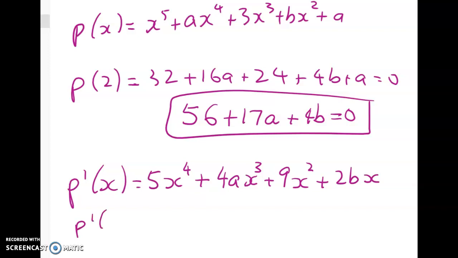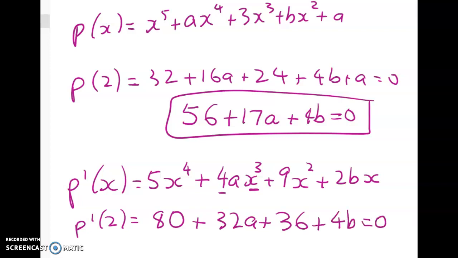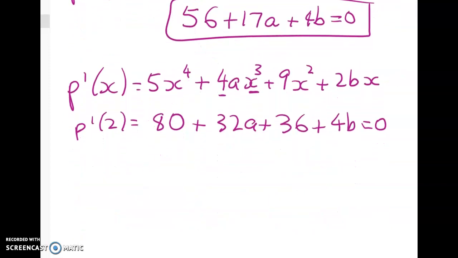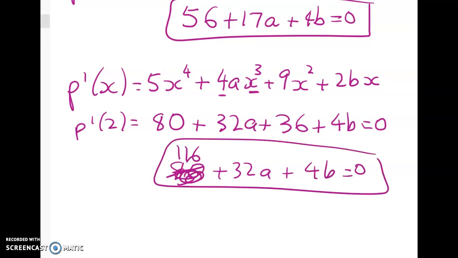And now we know that p dash of 2 is equal to 0. So 5 times 16, am I doing this right? Yep, 5 times 16 is 80, plus 4 times 8, so 32a, plus 9 fours are 36, plus 4b is equal to 0. Now let's clean that up. And this is what we get here. So we've got 80 plus 32a plus, no, hang on, that's not right. It's not 80, it's 116. 116 plus 32a plus 4b is equal to 0.